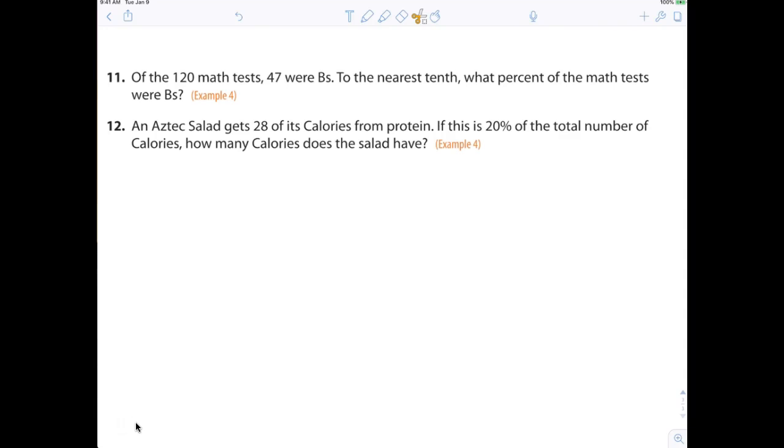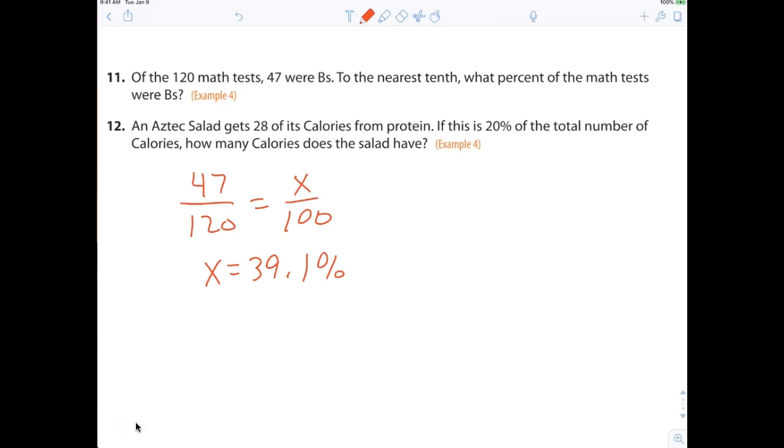Okay, so 47 is... and 120 is... and then percent is x over 100. You're awesome, buddy. That's very good. Then I got 39.1%. So x is equal to 39 point. Did anybody else get 39.1%? Yeah. All right, guys, I'm pretty happy with you. All right, that's pretty good.